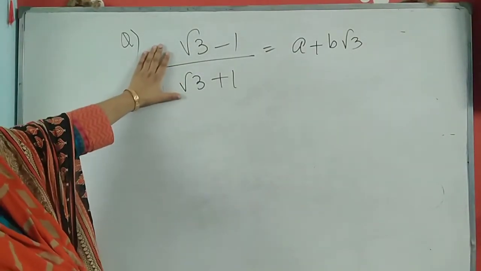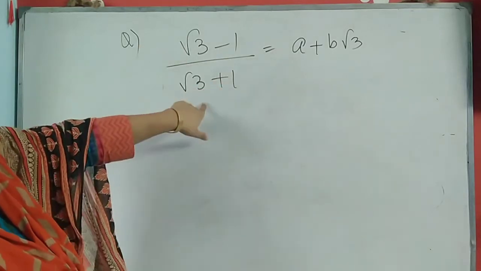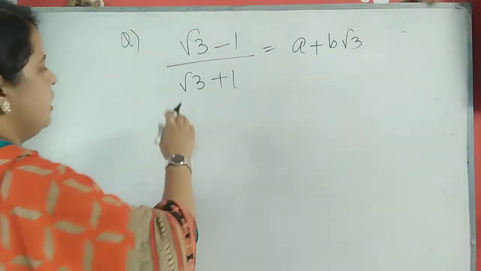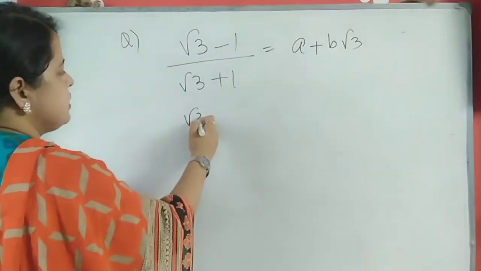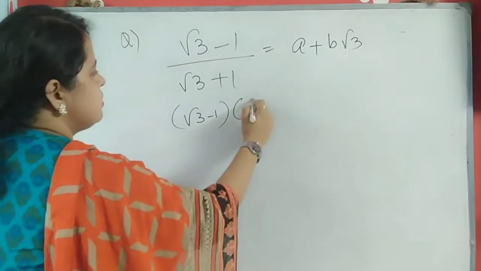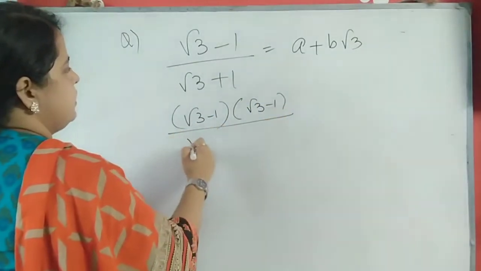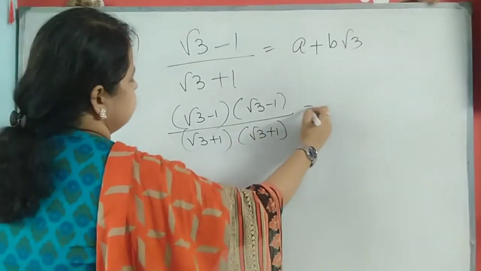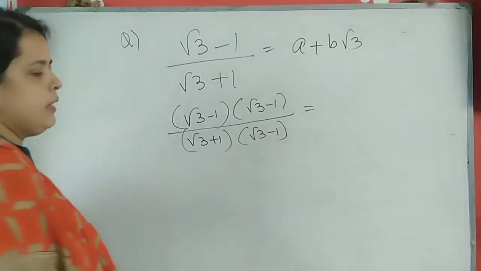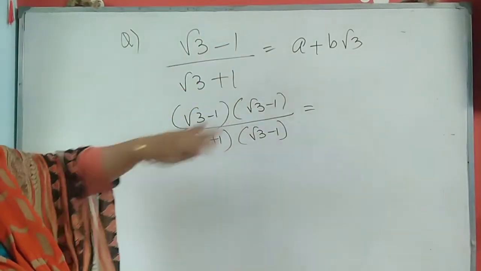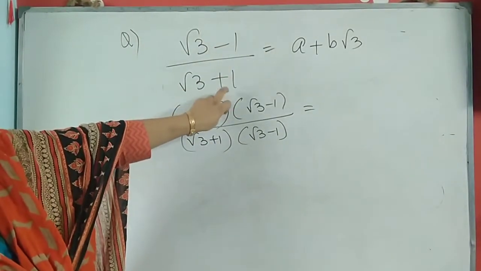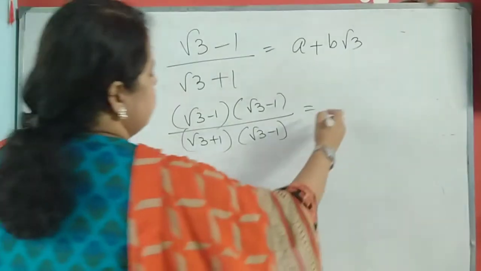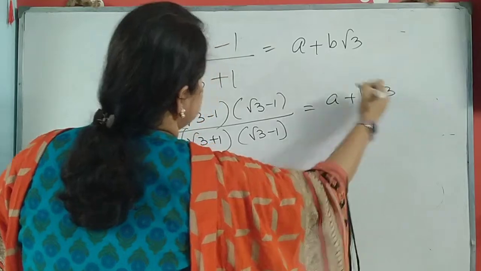This type of problem, what is it? Root 3 minus 1 by root 3 plus 1 equals a plus b root 3. Correct. Now children, what to do? First thing, you must rationalize the denominator. By what factor should we multiply the numerator and the denominator? You have to change the sign in the middle. Root 3 minus 1 into root 3 plus 1. And this is a plus b root 3 as it is given.